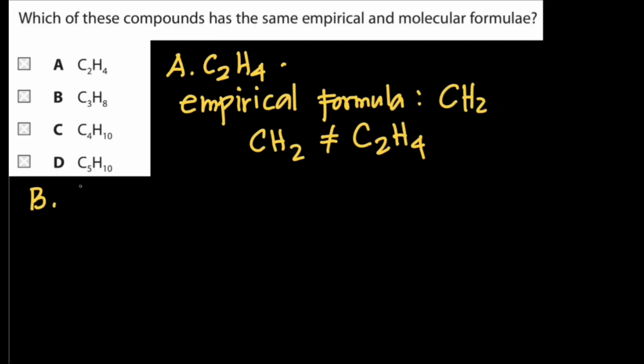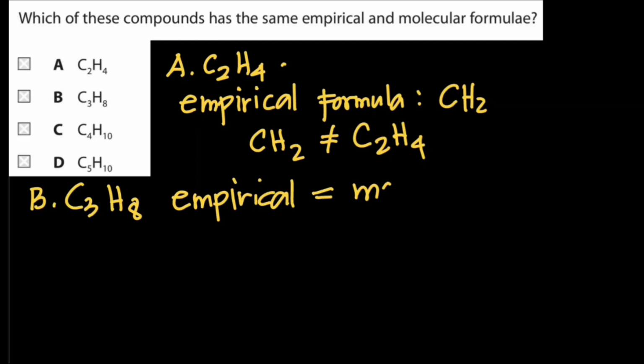How about letter B, which is C3H8? All right, so we cannot further simplify the ratio of the number of atoms here. Therefore, the empirical formula is just the same as the molecular formula. So the answer here should be letter B. Now let's check the other options just to be sure.